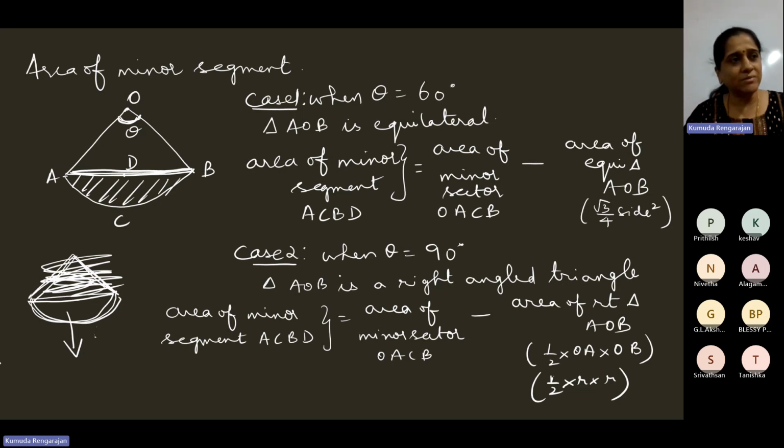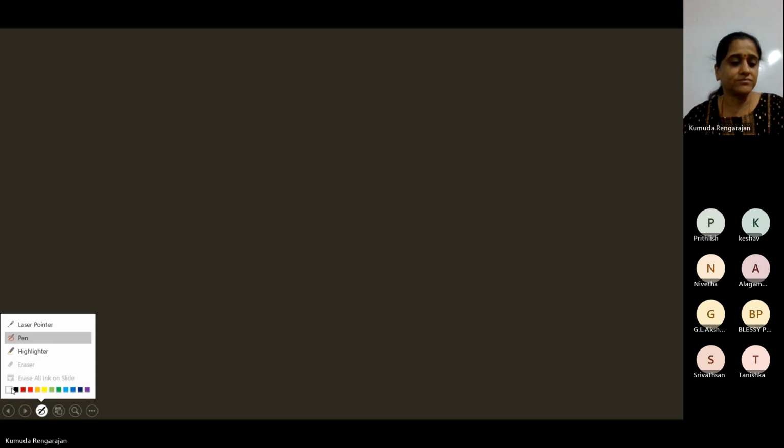And the triangle can be an equilateral triangle, in which case the area is root 3 by 4 into side square, or it can be a right triangle, in which case the area is half base into height, which is half into R into R. And how to find the area of the sector? We know theta by 360 into pi R square. Okay, we need to work also, okay? So that's about finding the area of the minor segment.